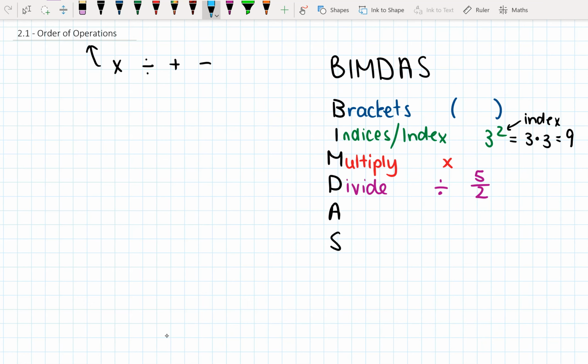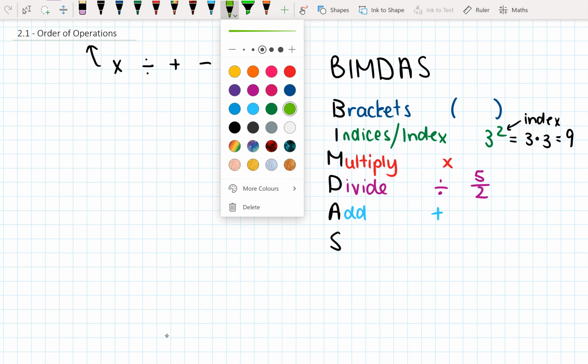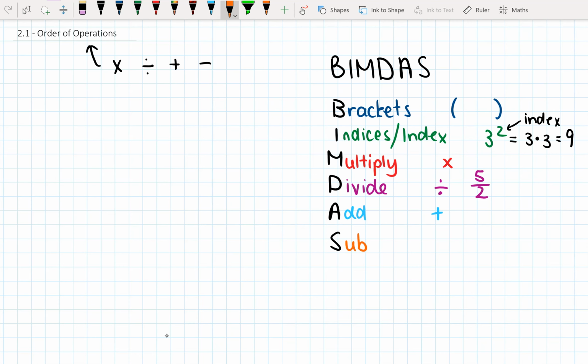A means add or addition. That's plus. And S means, let's find a nice color, orange, subtract or minus. Okay, and this is what we call BIMDAS. So that means when you look at a sum, a line of numbers and operations, you need to use this to know which order we're going to do things in.